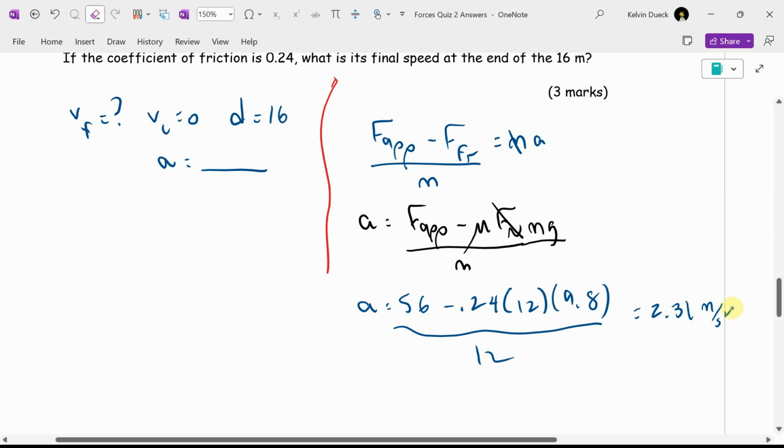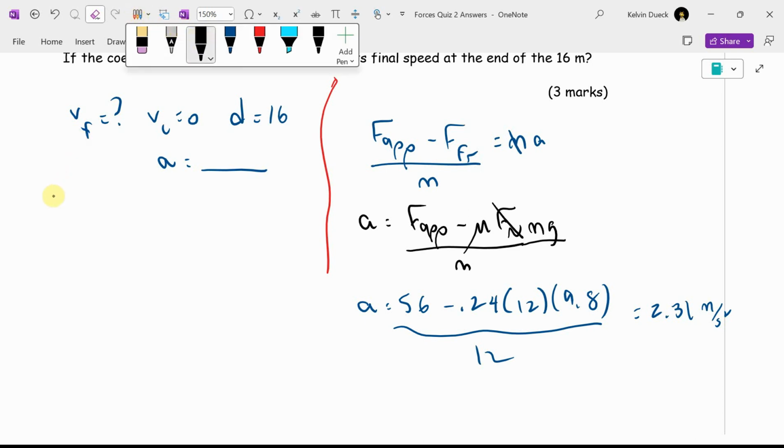Is that the right acceleration, folks, for people who've done this? People nodding? A lot of you haven't done the quiz. You're setting yourself up for some ugliness on the test.